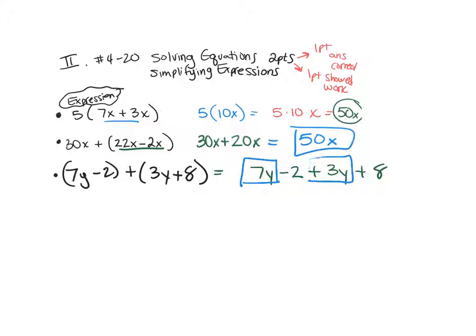7y plus 3y is 10y. And negative 2, remember, you always take the sign in front. Don't just make it a 2. It's negative 2. What is negative 2 plus 8? Positive 6. So you write plus 6. And your answer is 10y plus 6. Awesome.